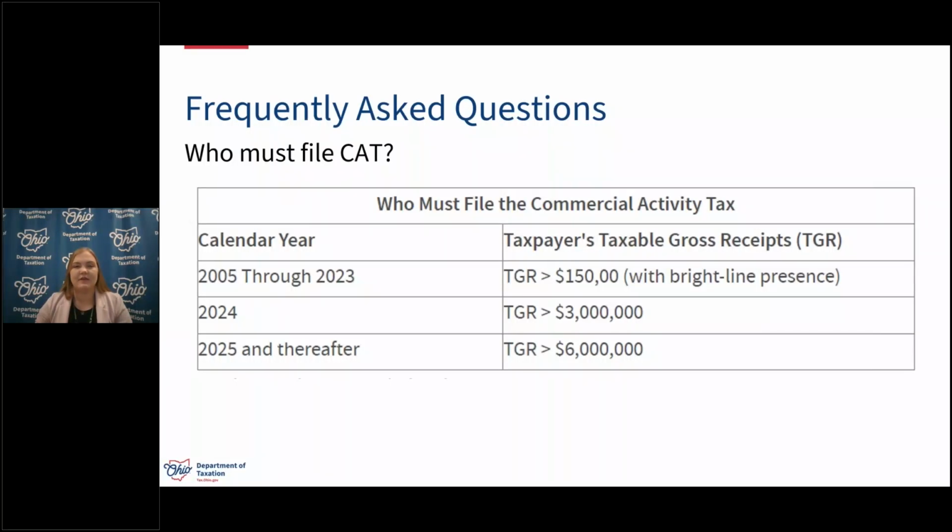The next question we have is who must file CAT? This simple chart here goes over each year's thresholds. Calendar years 2005 to 2023, taxpayers with taxable gross receipts more than 150,000 were subject. And then beginning January 1st, 2024, you became subject with taxable gross receipts greater than 3 million. And then beginning January 1st, 2025, taxpayers with taxable gross receipts greater than 6 million are subject.